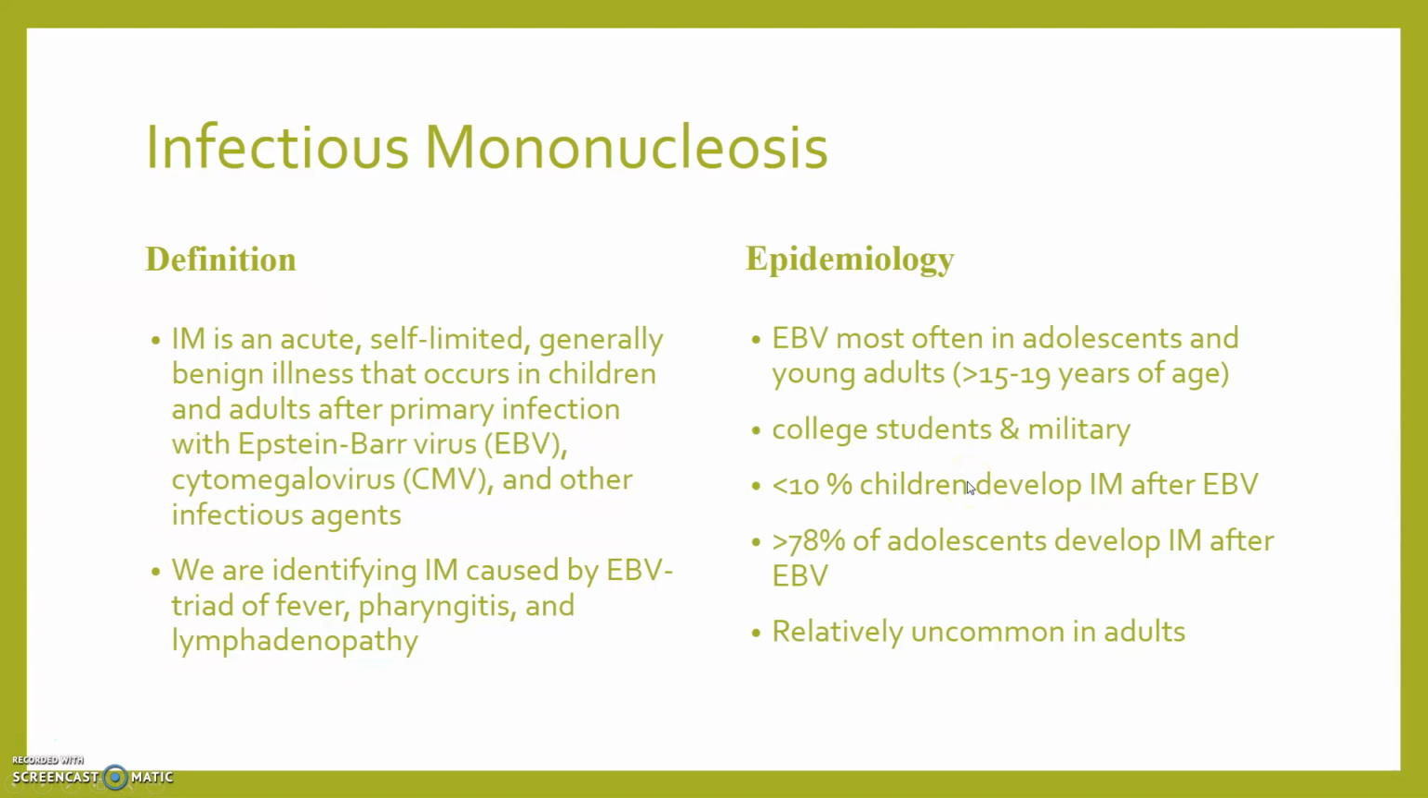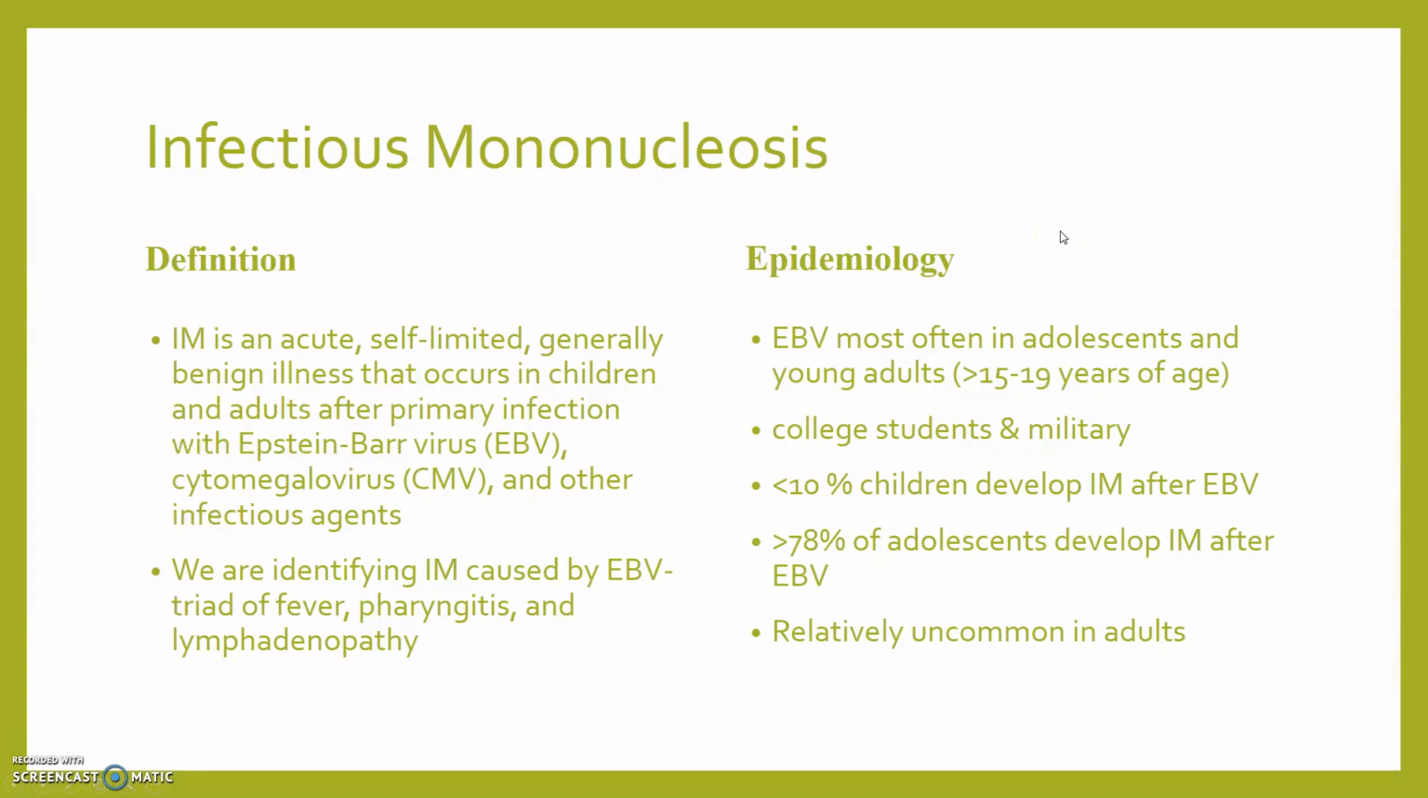The definition of IM, or infectious mononucleosis, is an acute, self-limited, generally benign illness that occurs in children and adults after a primary infection with Epstein-Barr virus, cytomegalovirus, and other infectious agents. We typically just think about Epstein-Barr virus because it's what we see most commonly, but it can be caused by other infections and other pathology. We are identifying infectious mono caused by Epstein-Barr virus through consideration of a triad of symptoms and findings: fever, pharyngitis, and lymphadenopathy.